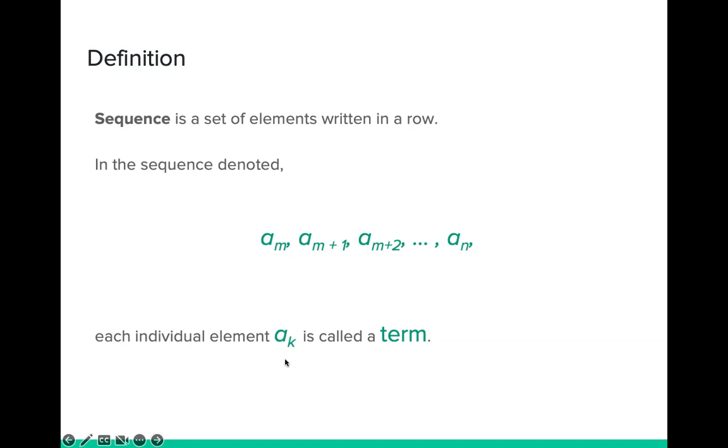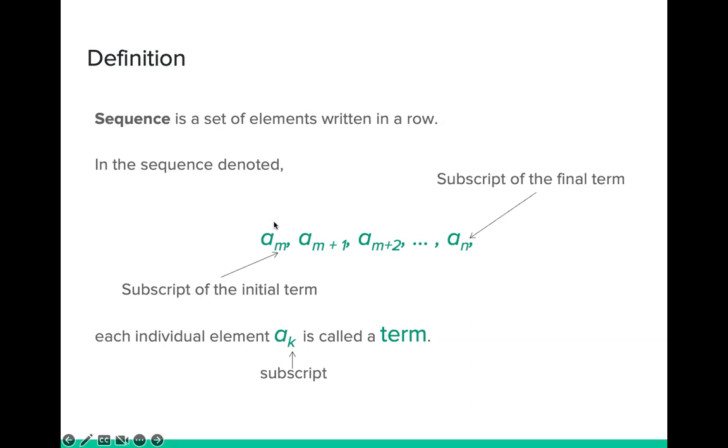Okay, so the a sub k is referred to again as a term, and the k is called a subscript or an index. So in this sequence, the m, which may be any integer, is the subscript of the initial term. Okay, and the n, which must be greater than or equal to m, is the subscript of the final term.